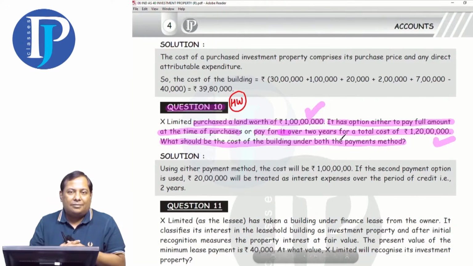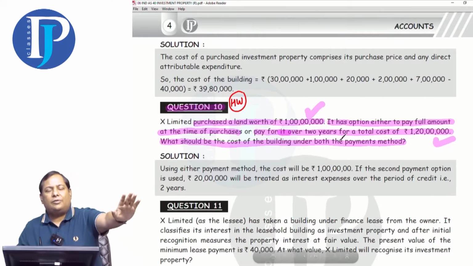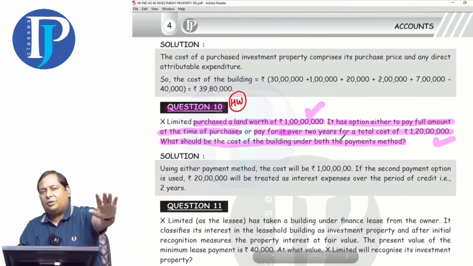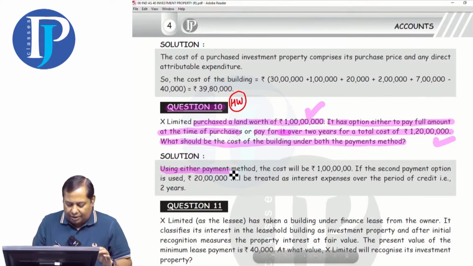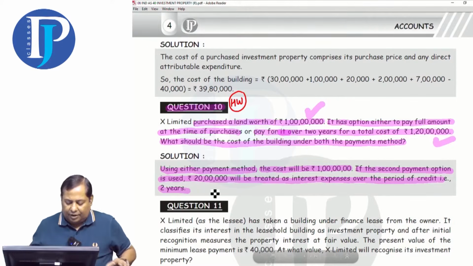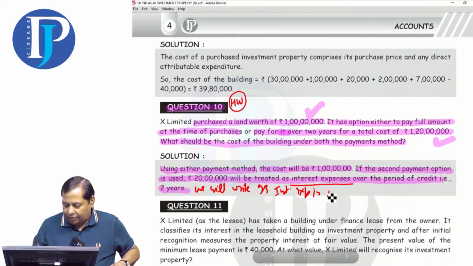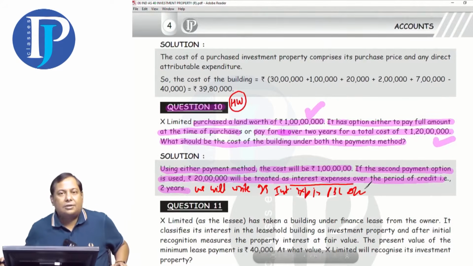We don't capitalize it. This is the beauty of this concept, students. We don't even include interest. Whether you buy it in cash or on credit, your books will not fluctuate. The books will record the same cost that is incurred. Look at this. Using either payment method, the cost will remain the same at 1 crore. If the second payment option is used, 20 lakh rupees will be treated as interest expense. We record this in the P&L statement. We will write off interest expense in the profit and loss account. We can also add this line in it.